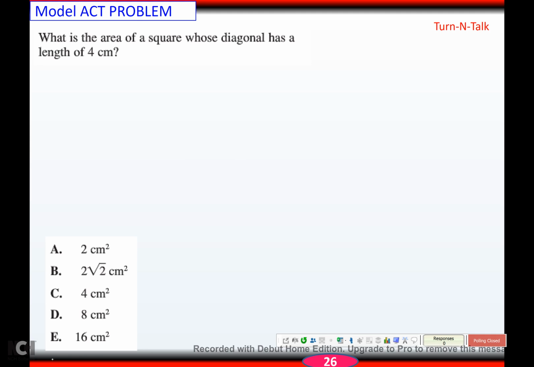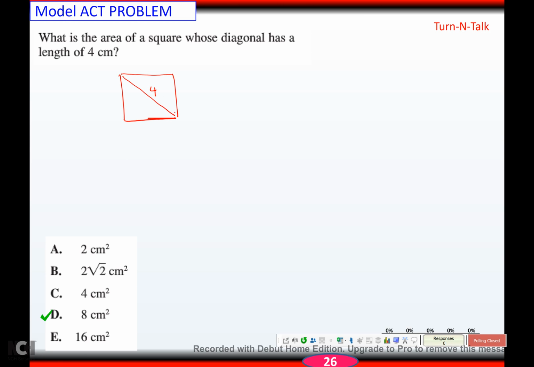Try this one, hit pause, come back when you're ready. And hopefully you got 8 centimeters squared. Okay, so it says, what is the area of a square? So we've got a square whose diagonal has a length of 4 centimeters.